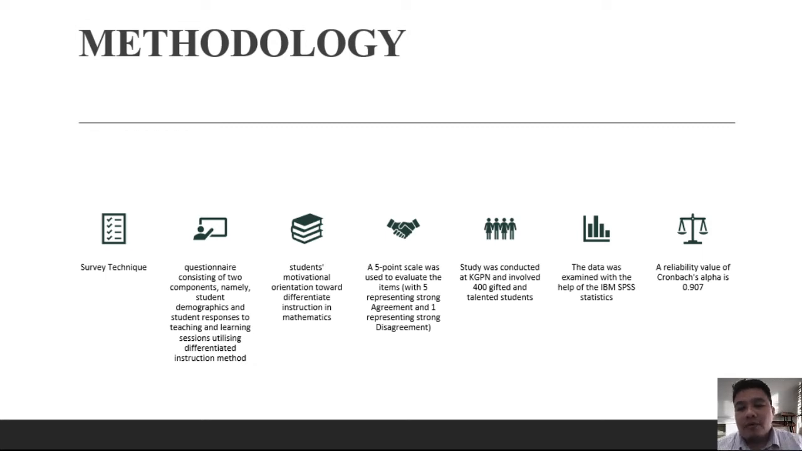Then this study was conducted at KGPN, College Dinas Pintar Negara, and involved 400 gifted and talented students. Alright, the data was examined using SPSS statistics and tested for reliability using Cronbach's alpha. So we get 0.907. It means that we can agree on the reliability of this data.